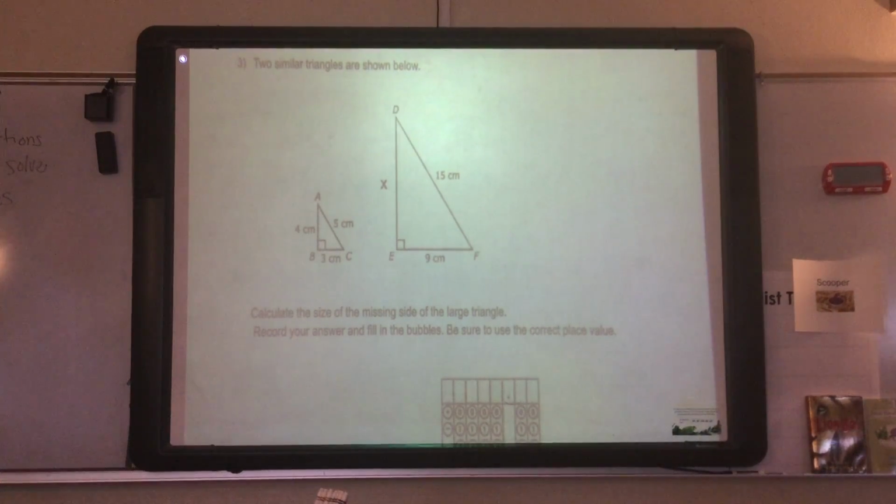This problem is a similar figures problem. It says two similar triangles are shown below. Calculate the size of the missing side of the large triangle. The first thing we need to do is highlight corresponding sides.